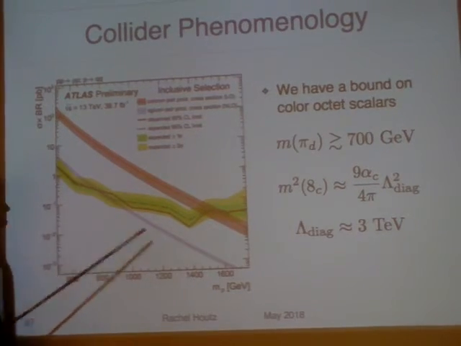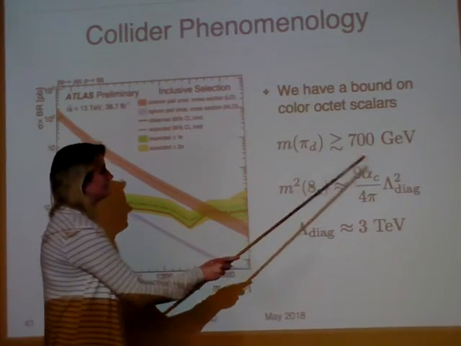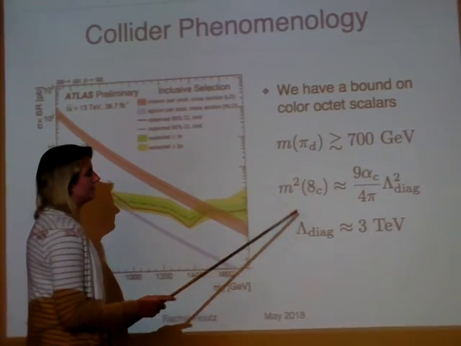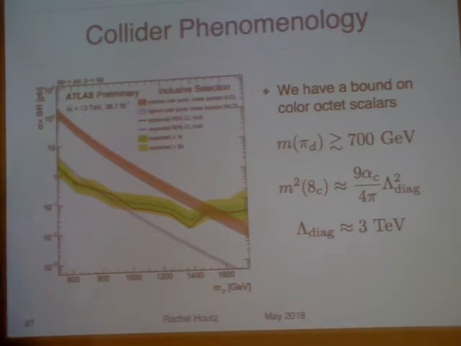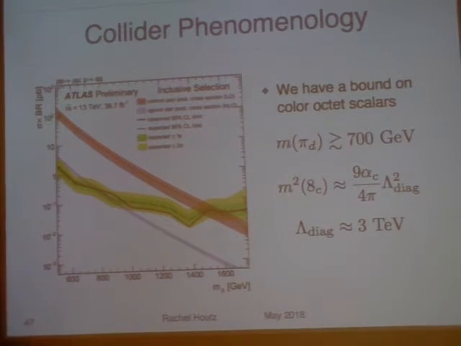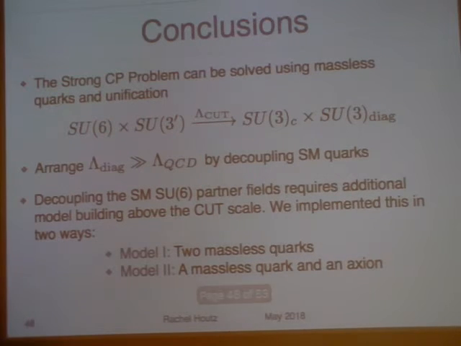And so if the mass of our octet pions is 700 GeV, then that puts a bound on lambda diagonal of about 3 TeV, which you can tell I was anticipating based on 3 TeV being where all my benchmarks were. So in conclusion, the strong CP problem can be solved using massless quarks and unification.